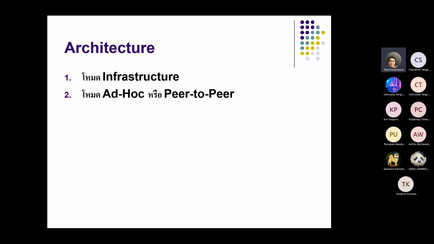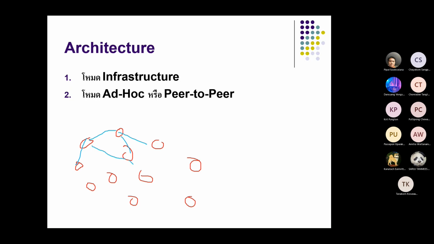Okay, 1, 2, 3, 4, 5, 6. If I represent the red ones as mobile devices, ad hoc means they are not going to connect to any access point, but connect directly to their peers. It can connect randomly to its peer.